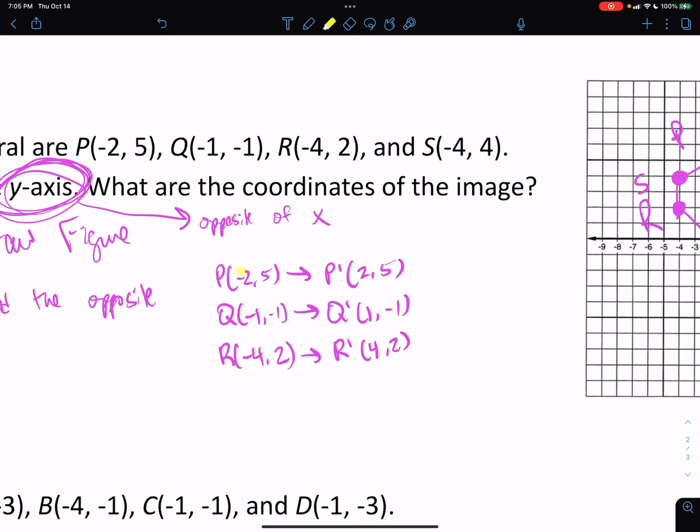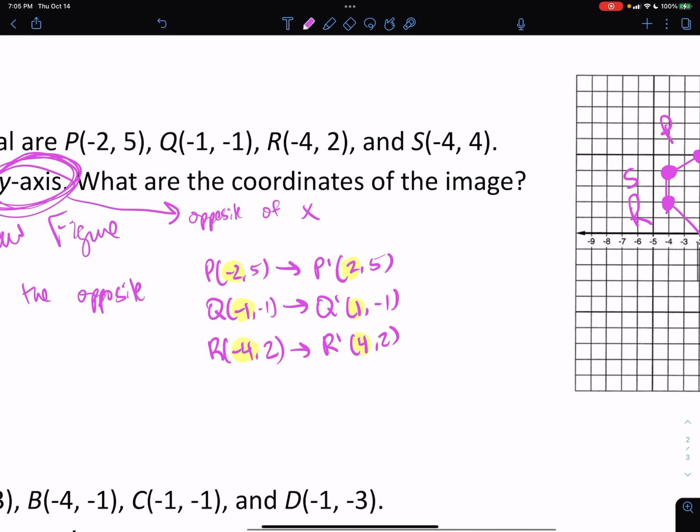If you're confused or if I'm going too quickly, remember all I'm doing is finding the opposite of my x values. Why? Because I'm reflecting across the y-axis. Remember, think about opposites. If I'm reflecting across the y-axis, opposite of x. If I'm reflecting across the x-axis, opposite of y. And then last but not least, S is (-4, 4). This S prime would be (4, 4), positive 4, 4. All I did was find the opposite of my x coordinates.